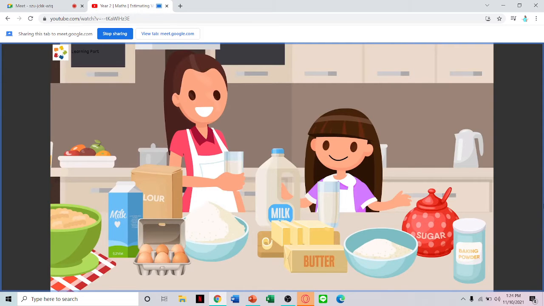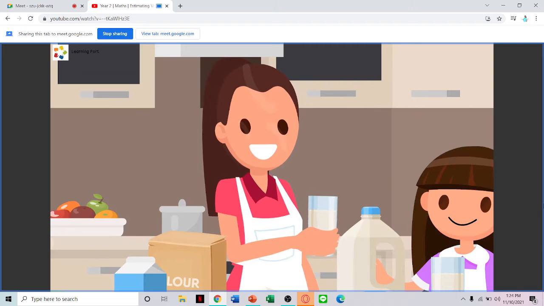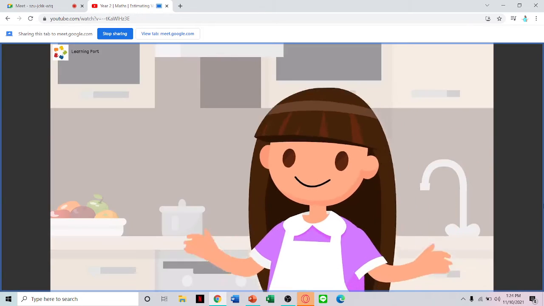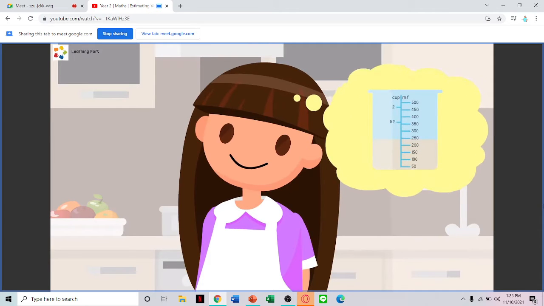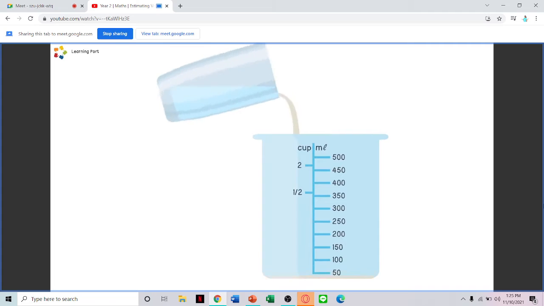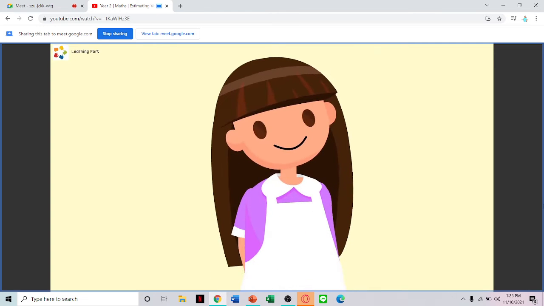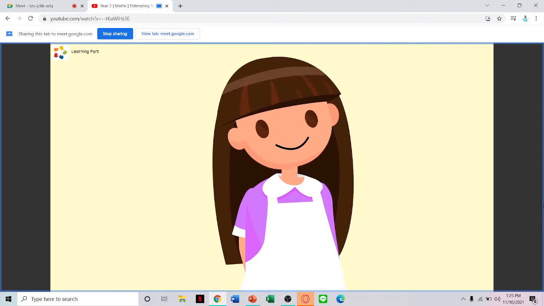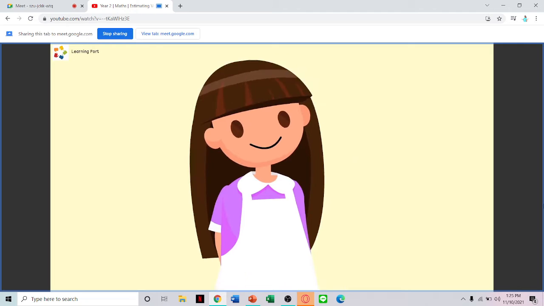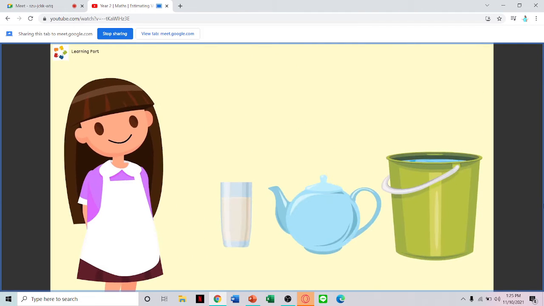Mother smiles and says, a normal size cup contains about 250 milliliters of liquid. Sarah is not convinced, so she decides to measure it perfectly. She pours the cup of milk in a measuring cup, and bingo! It's almost 250 milliliters. Zara is so excited with her new finding that she decides to measure the volumes of liquids in different containers. Can you help her with this experiment?